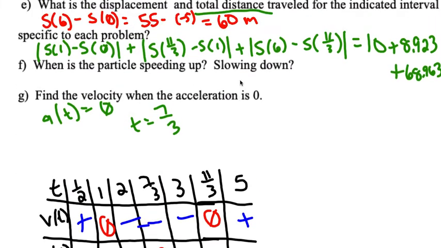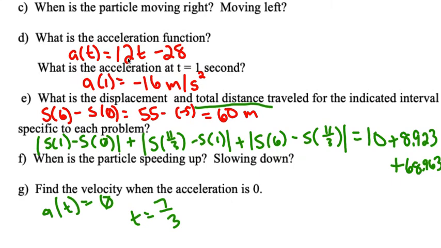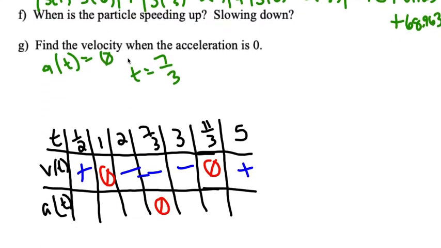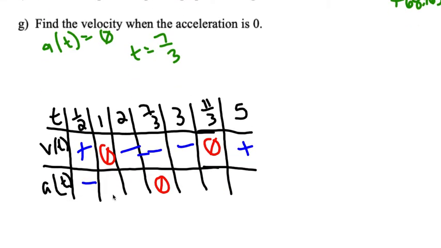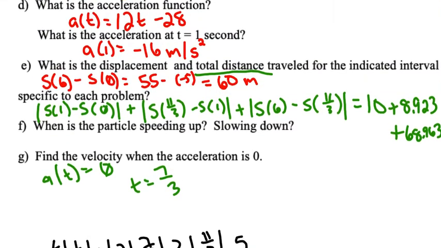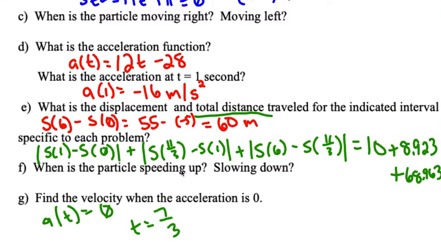Now in my acceleration function, right here, 12t minus 28, let's plug in 1/2, so I get 6 minus 28, which is a negative. Or you could plug in 1 or whatever. But these are all negative, and then if you plug in 3, you get 36 minus 28, which is positive, so those are all positive. All right, now I can answer part F and part C.